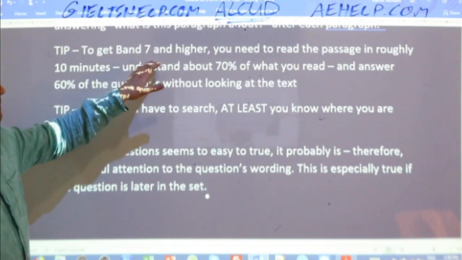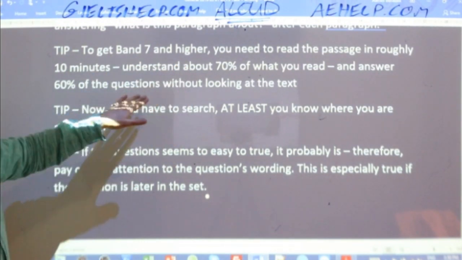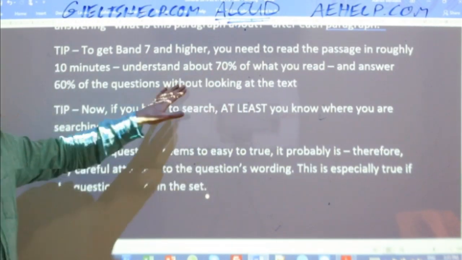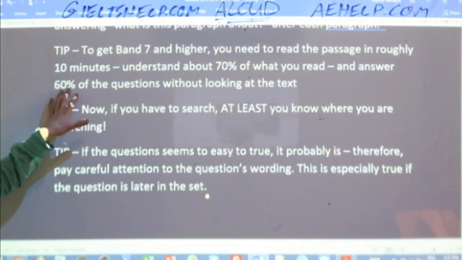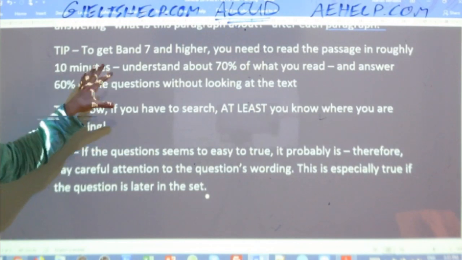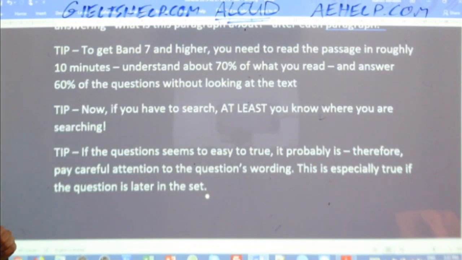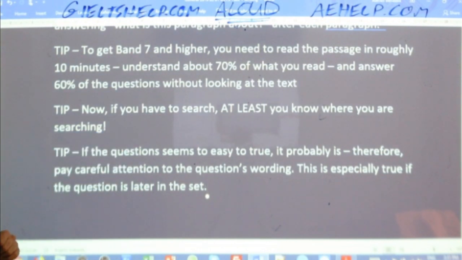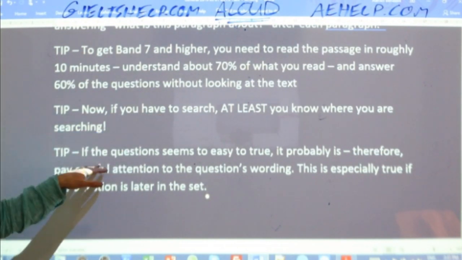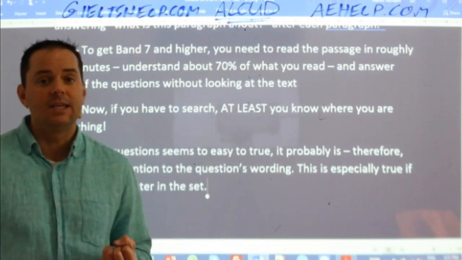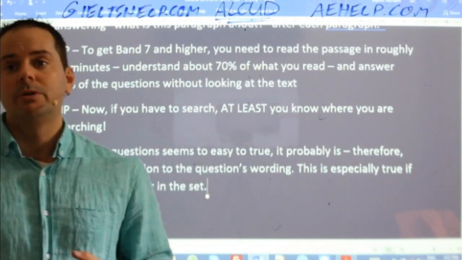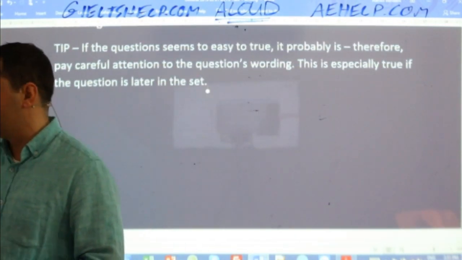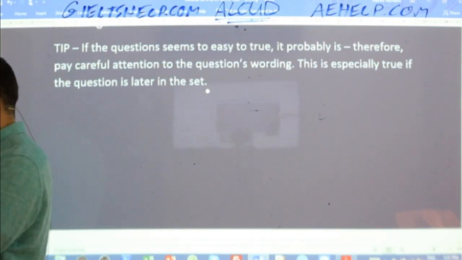Remember, to get a band 7 or higher, you read the passage in these 10 minutes, you understand roughly 70% or hopefully more, and you answer 60% of the questions without searching through the text again. Okay, if you do have to search, at least you know where to look. All right? And keep this in mind. If the answer seems too easy, if it's too good to be true, it probably is. So pay very careful attention to the wording. Okay?